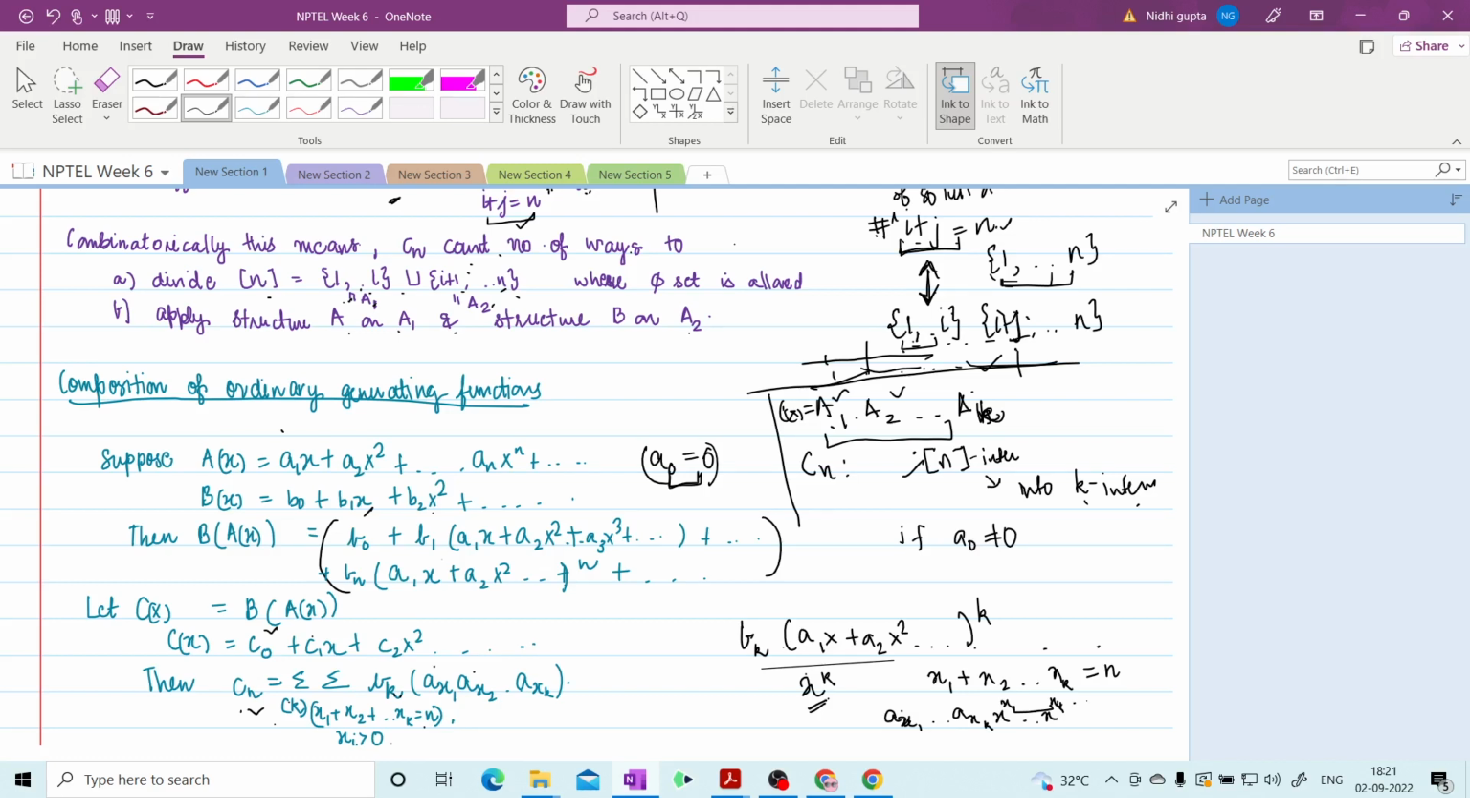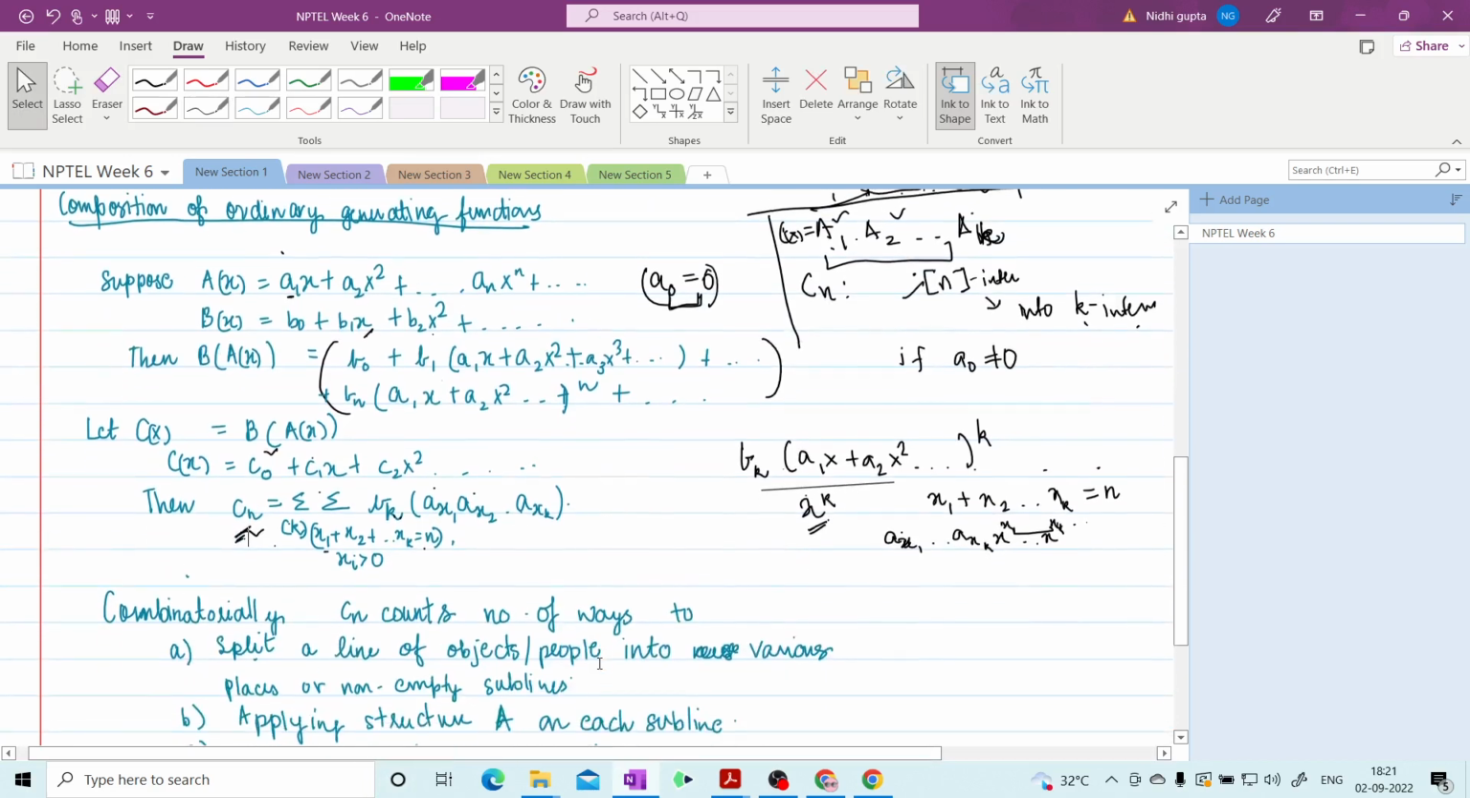Now if a_0 was non-zero, then we couldn't guarantee that the x_i's are positive; the sum would run over weak compositions, and we know the set of weak compositions of n is infinite. So we would have an infinite sum. Hence we cannot guarantee that c_n will be finite. Hence we take the series that we are composing to have constant term 0, to ensure that c_n is finite.